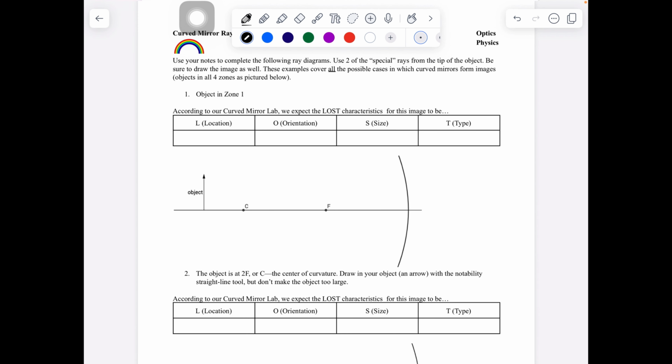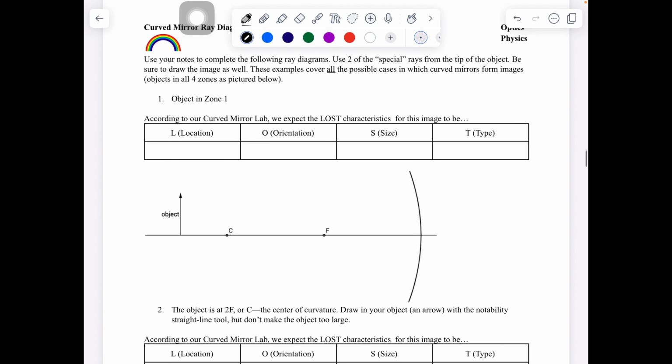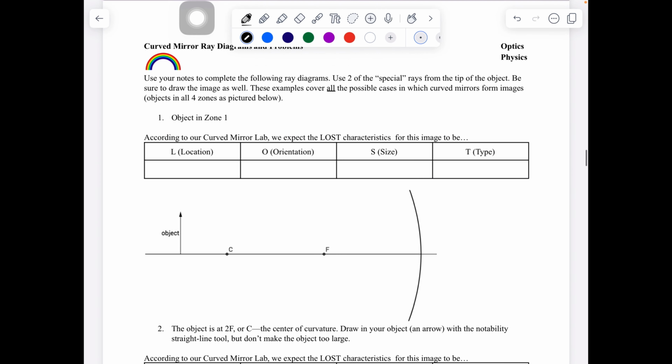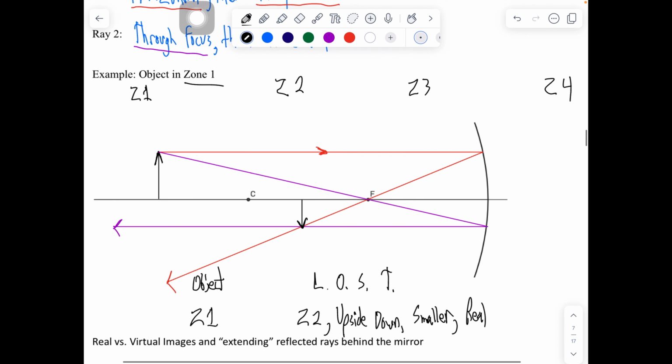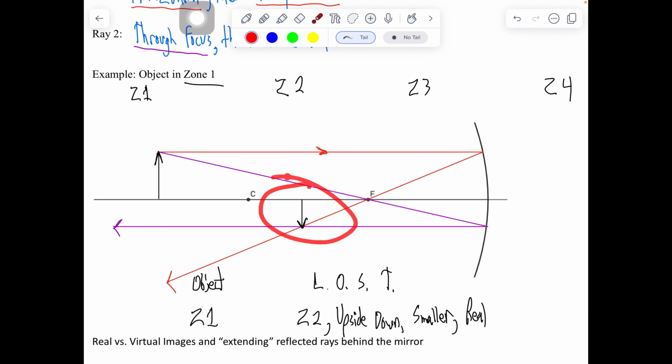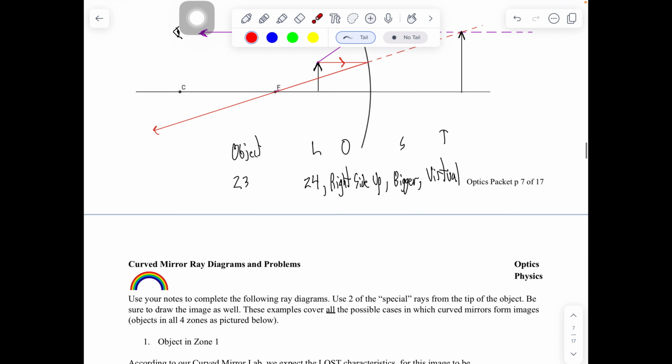My one addition to this is normally we would have done the curved mirror lab before this page. So we always ask you, according to the curved mirror lab, what do you expect for the characteristics? We're going to do the curved mirror lab on Thursday. So instead of filling in your LOST characteristics first, do the ray diagram, draw in your image, kind of like what we just did up here, and then look at your image and say, oh, what's the location, what's the orientation, what's the size, what's the type? Check with the key as you go.